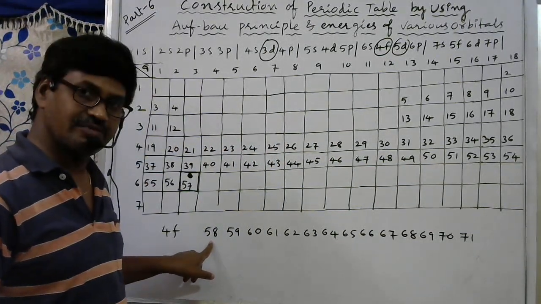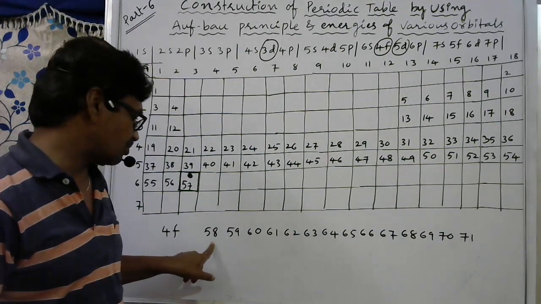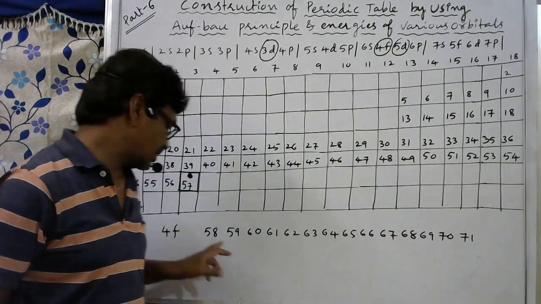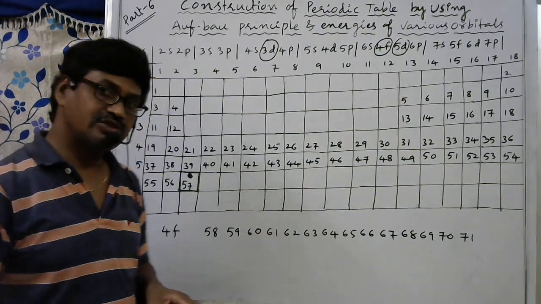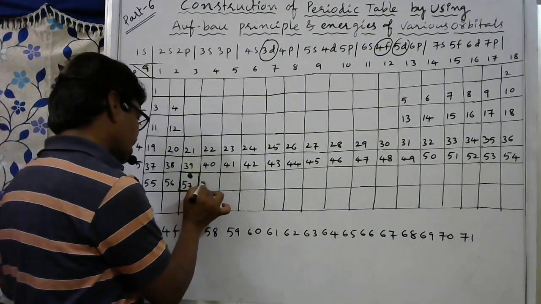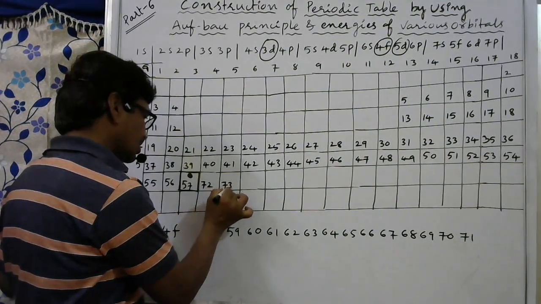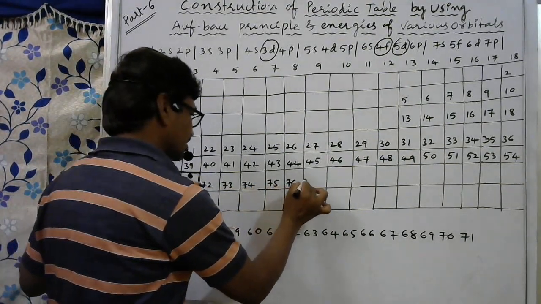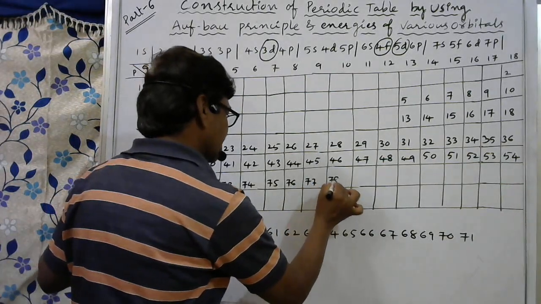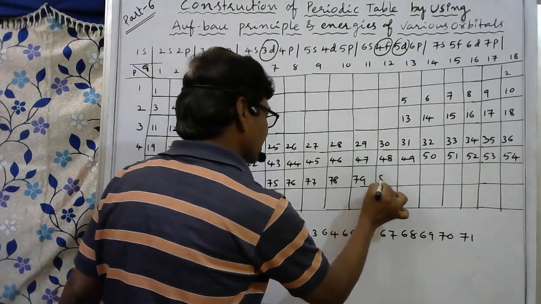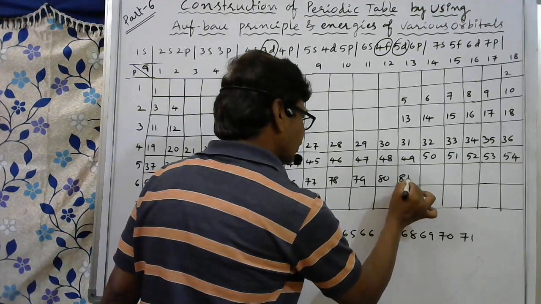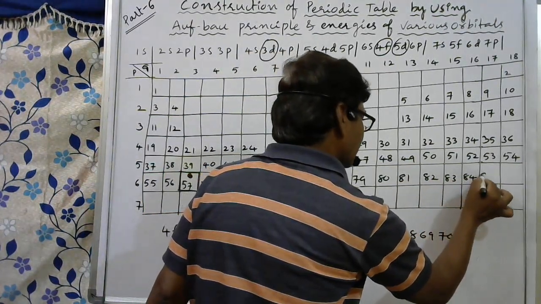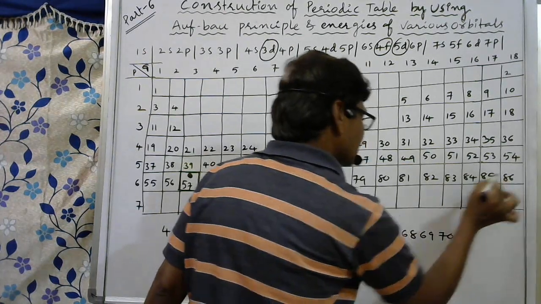These are the atomic numbers. 58 atomic number, 59, 60, 61 to 71: if you count, there are 14. So the next element enters here, 72, then 73, 74, 75, 76, 77, 78, then 79, then here 80. Then after that 81, 82, 83, 84, 85, then 86.